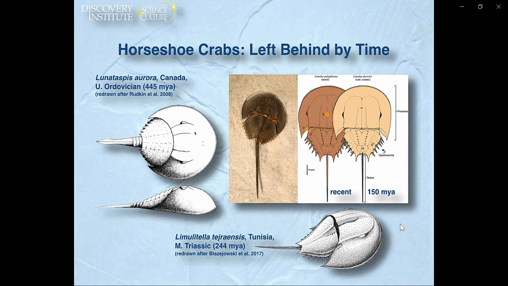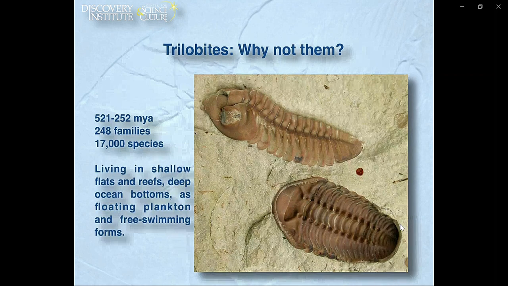So what do evolutionists say about this? How do they explain why they stayed? Why could they survive and not change? And other animals like trilobites went extinct, even though they were much more diverse, and we know 17,000 species of them.